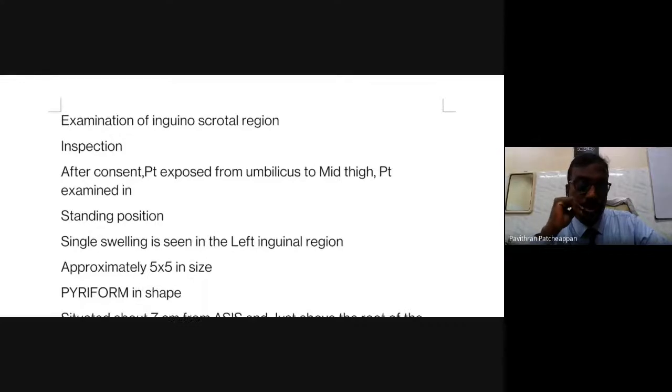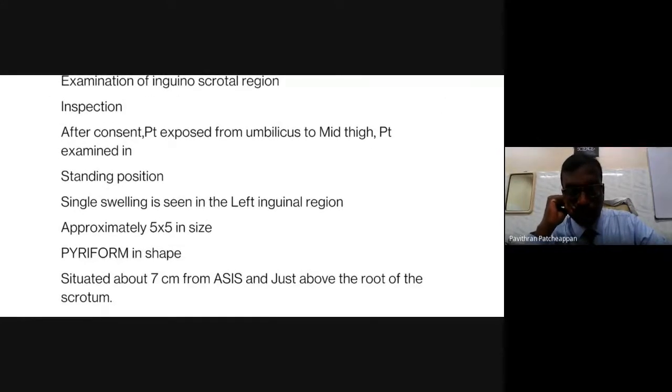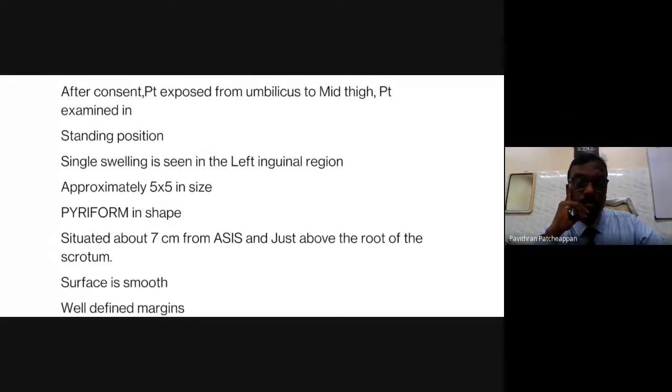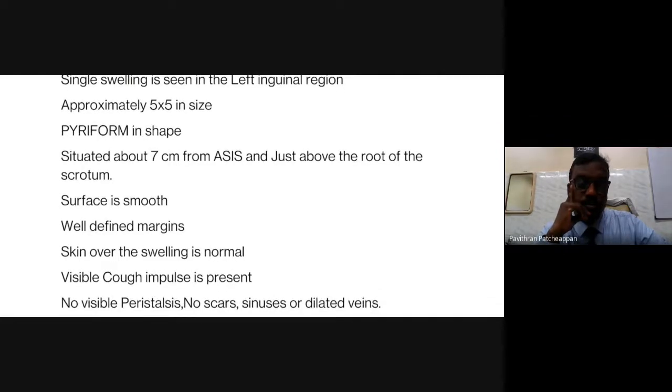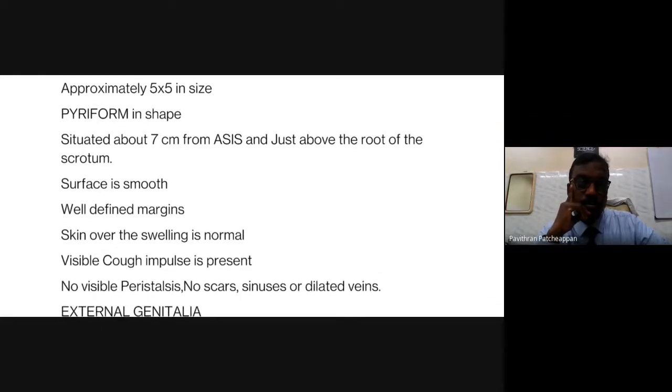Local examination. On inspection, after consent, the patient was exposed from umbilicus to mid-thigh, and the patient was examined in standing position. A single swelling is seen in the left inguinal region. It was 5x5 approximate size and pyriform in shape. It was situated about 7 centimeters from the anterior superior iliac spine.